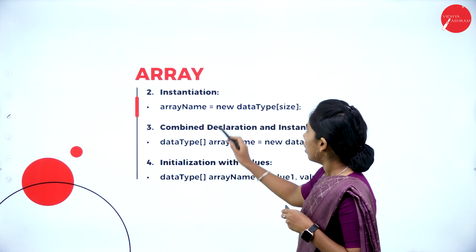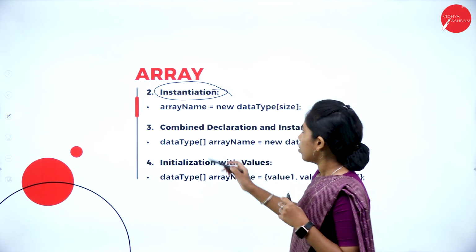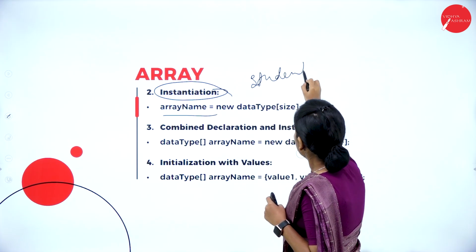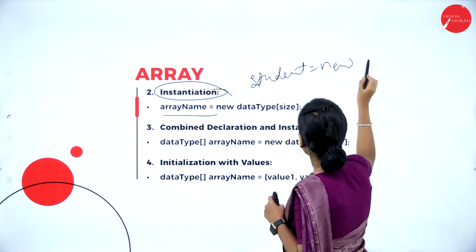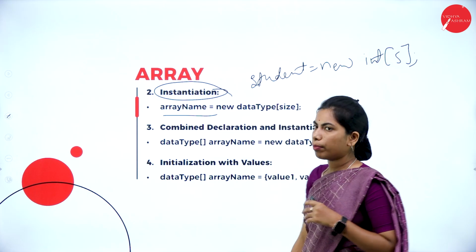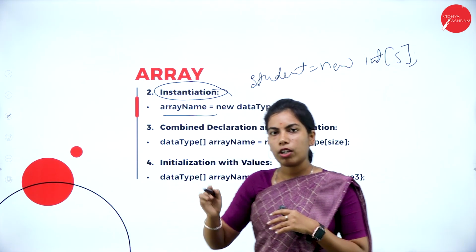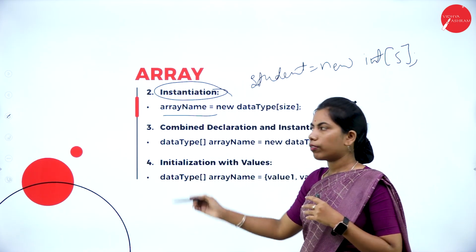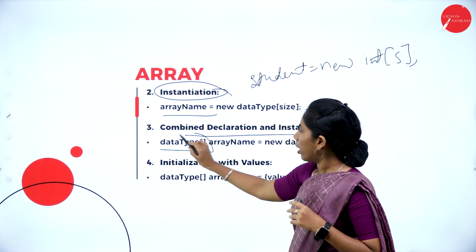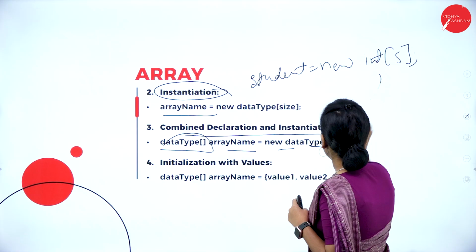And next we can see how to instantiate and initialize the array. First give the array name, like student, is equal to new int of 5. So this is fixed inside the memory. Only 5 elements can be inserted in the memory, not more than that, because I have fixed the size of the array. And after that, combine declaration and instantiation: a data type with open and close brackets and your array name, new data type, and the size.